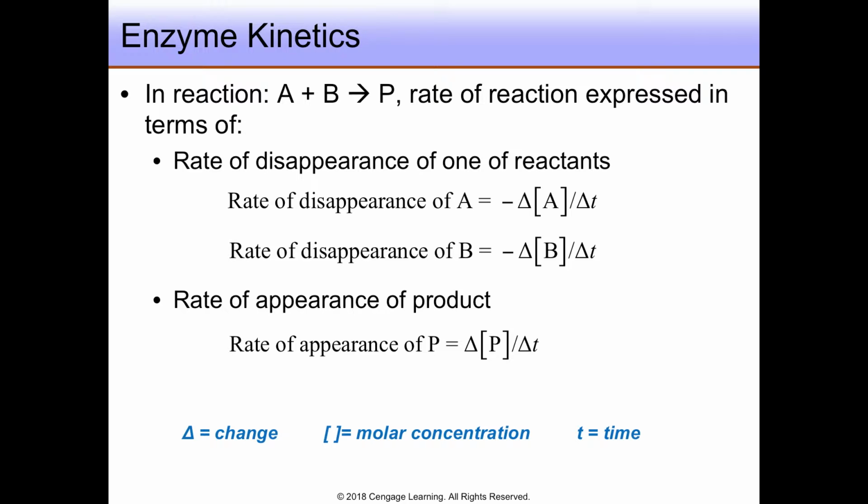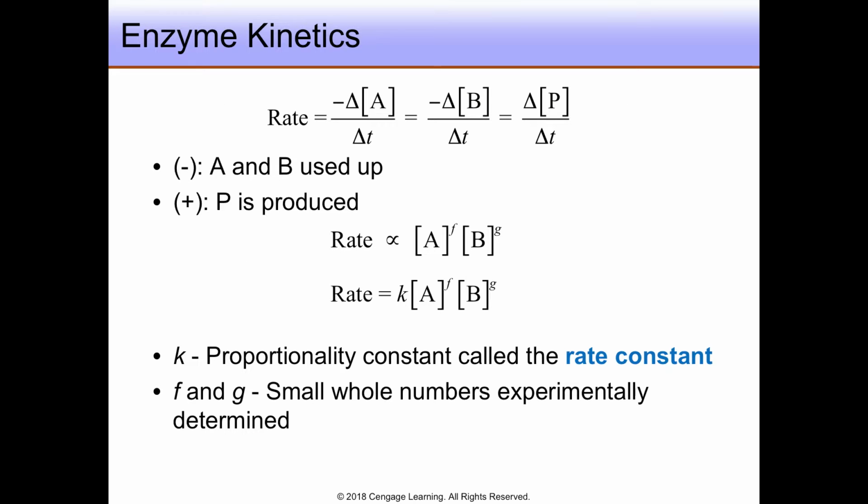Since reactants are being used up, those rates would be the negative change in the concentration of one or the other over time. The rate of product formation is simply the positive change in product concentration over time. Note that concentrations are typically in molar units, that is, moles per liter. Because of the stoichiometry of the reaction, the rate of the disappearance of A is the same as the rate of the disappearance of B, and these are equal to the rate of product formation.